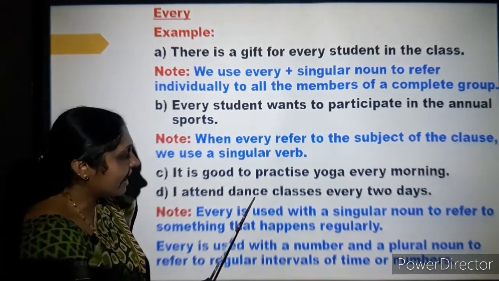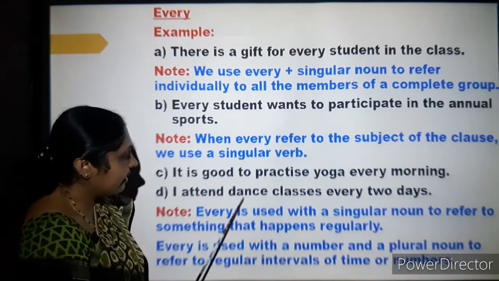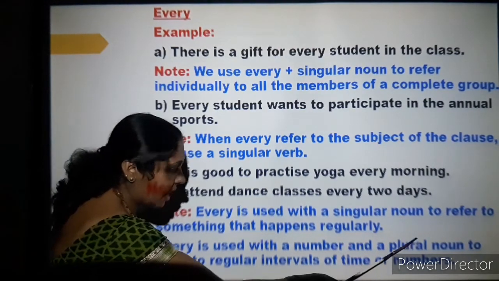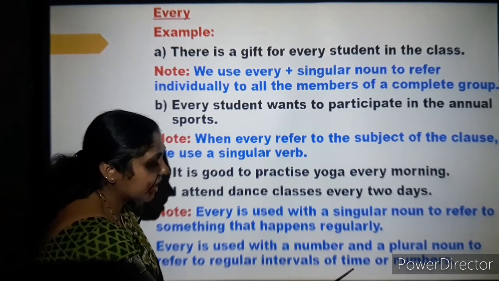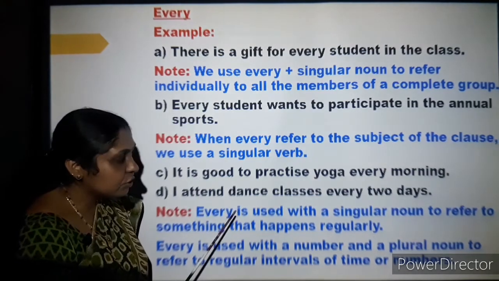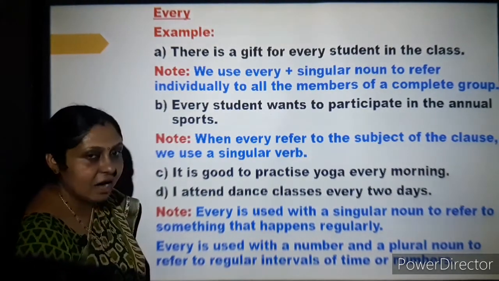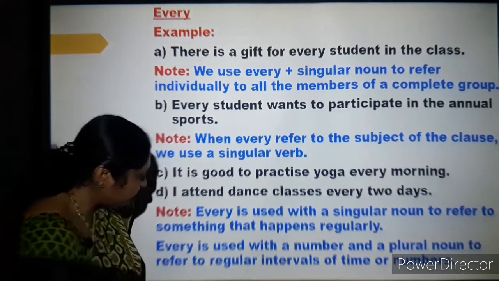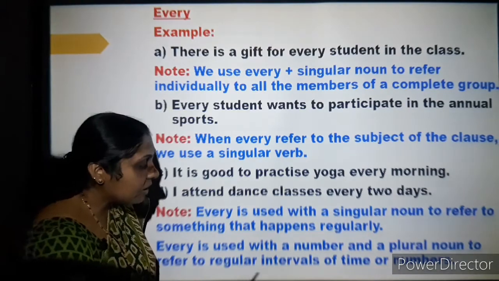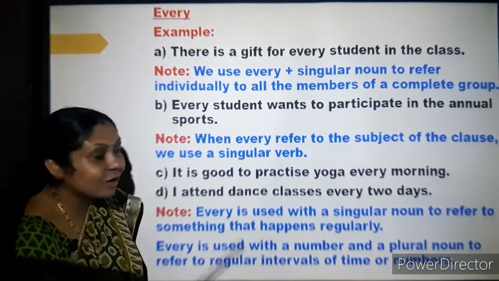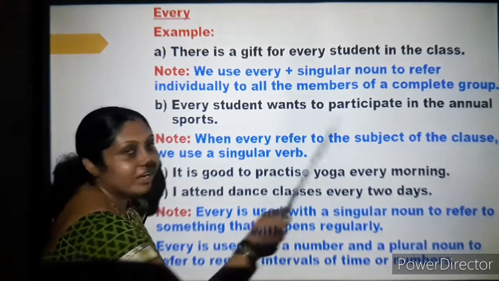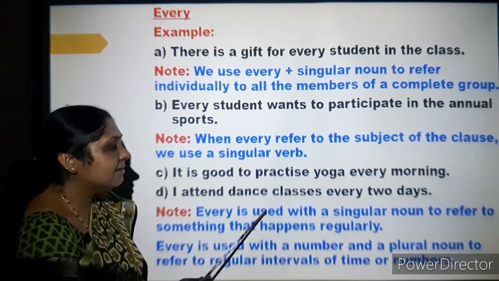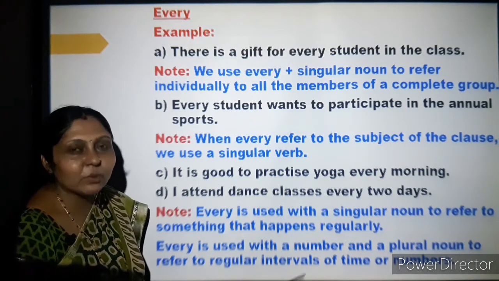Next example. I attend dance classes every 2 days. Every is used with a number and a plural noun to refer to regular intervals of time or numbers. So every is also used with a number and a plural noun. The plural noun here is days. This is the number, and this is the plural noun. But how are you using it? You are using it to refer to regular intervals of time or numbers. Which is that regular interval of time? That is every 2 days. Every 2 days means once in 2 days. After every 2 days you attend the classes, that is dance classes.